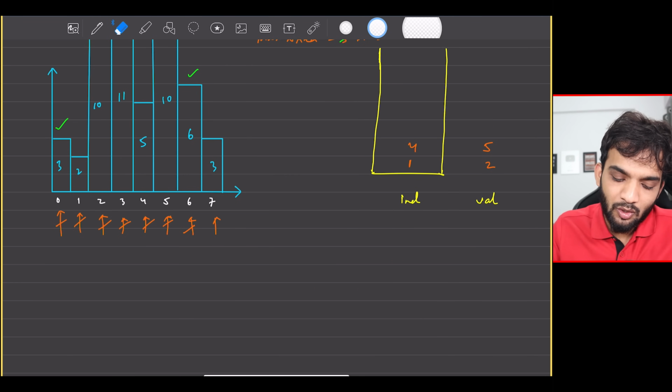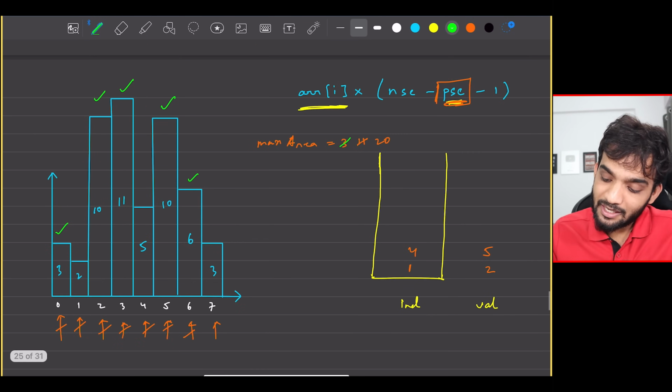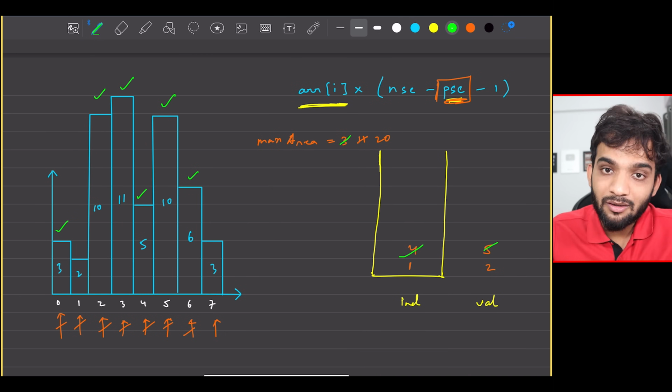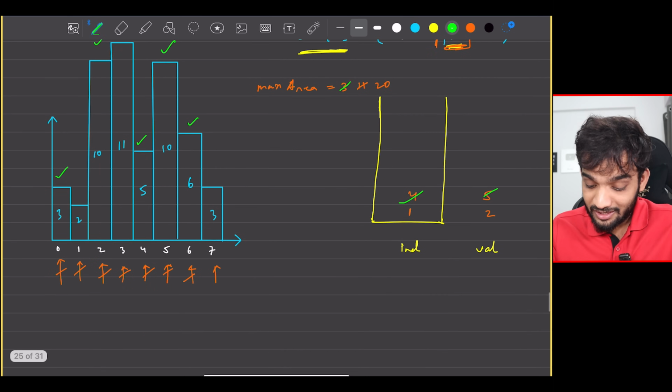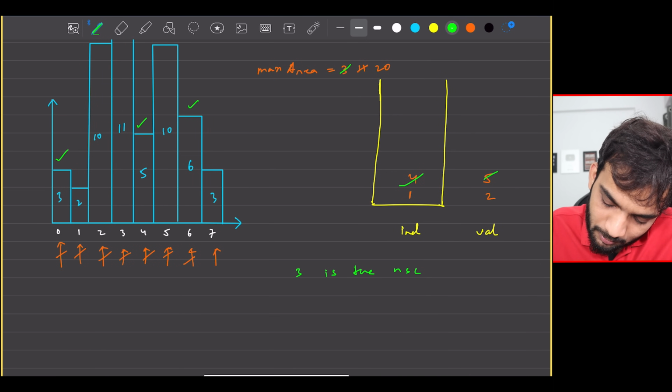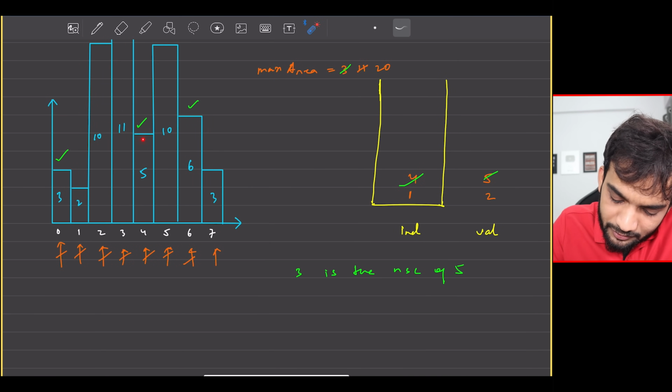So I've touched 6. Will I kick out 5? Yes, I'll kick out 5. So you'll just kick out 5 as well. I'll end up touching 5 as well. Amazing. I end up touching 5. This is when I can say that 3 is the next smaller element of 5, which does make sense if you see.